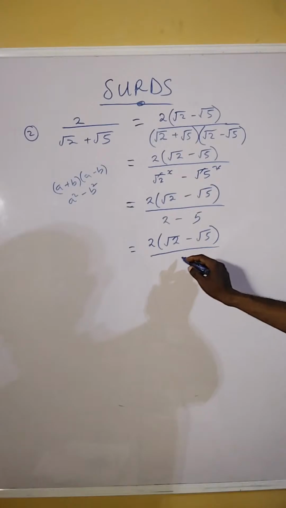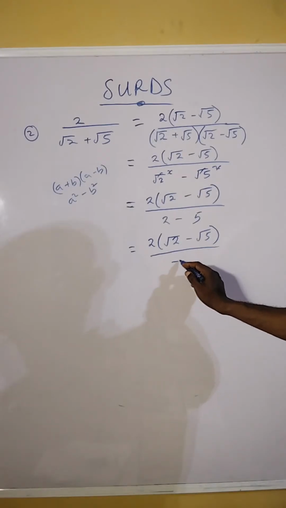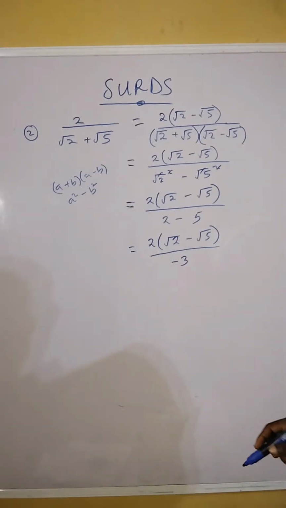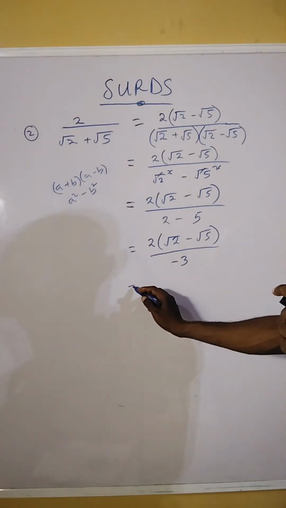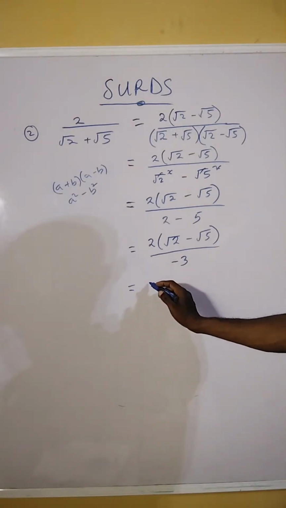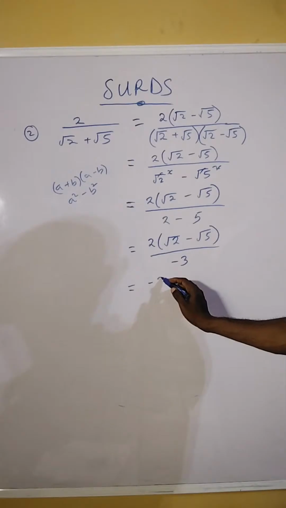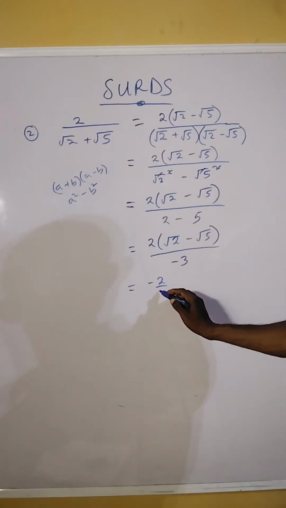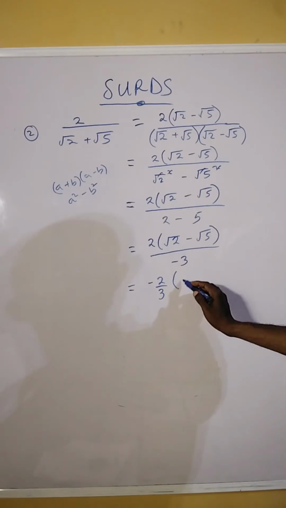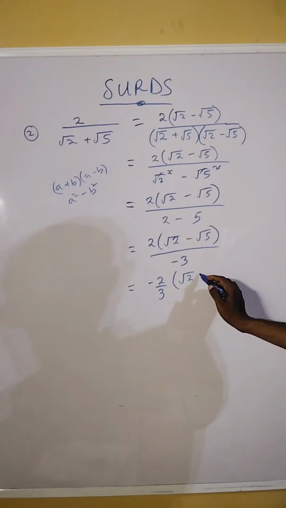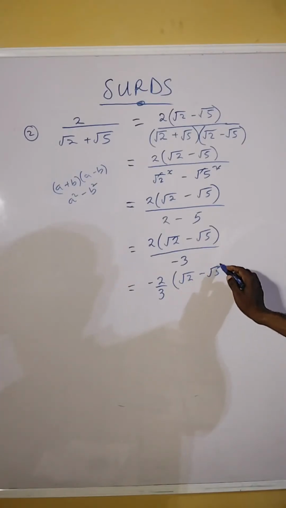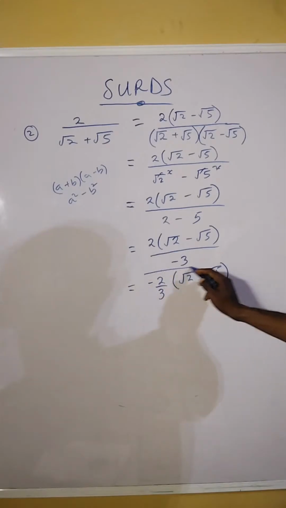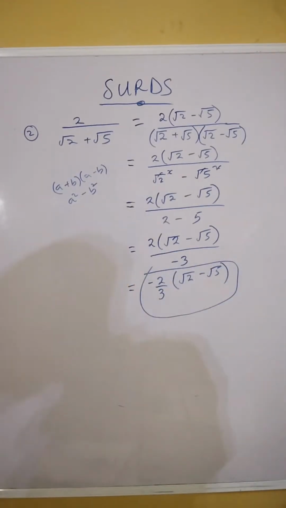over 2 minus 5, that's minus 3, which also can be expressed as minus 2 over 3 into brackets root 2 minus root 5. So we have this now as a simplified form. It means we have rationalized the denominator already here.